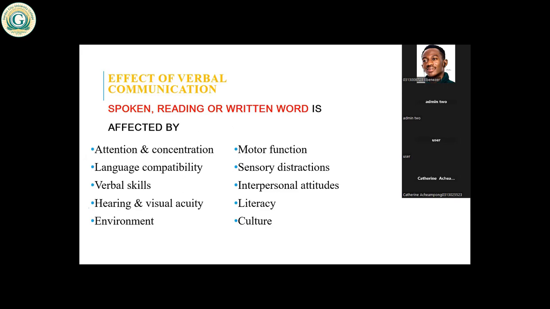And also the motor function. Cognitively impaired patients present special communication challenges. For example, an elderly patient who has aphasia and is agitated due to pain. You need to be careful with all those, and these things can affect verbal communication. That is what I meant by motor functions, sensory distractions, and culture.